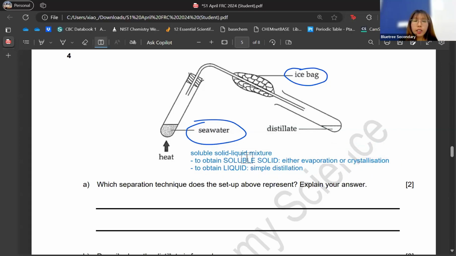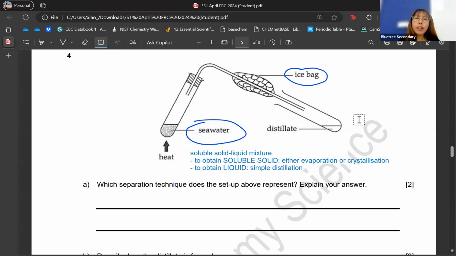So this is the concept that most students confuse. They learn soluble solid liquid mixtures, and they learn that evaporation, crystallization, and simple distillation, all these 3 apply to the same type of mixture. But when do you use which? So this is the answer.